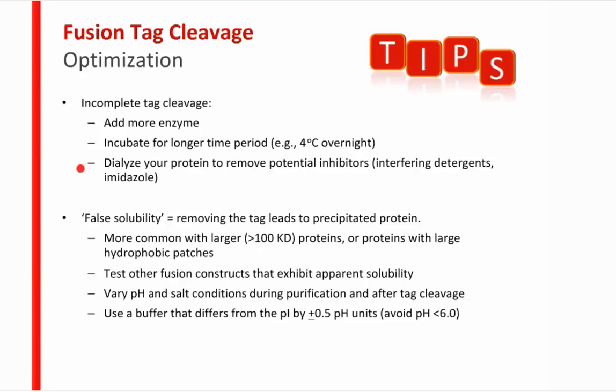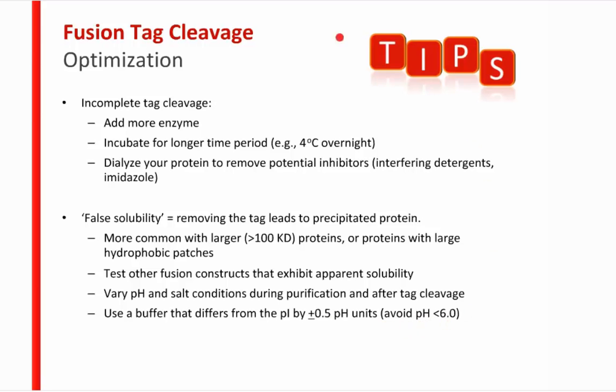And then if you see false solubility, this is not fun. This is when you remove the tag with the protease and all of a sudden your protein crashes out, so it's just precipitated. It tends to be more common with larger proteins or proteins with very large hydrophobic patches, right, the very difficult ones. What we would recommend is to test other fusion constructs that exhibit apparent solubility and try and vary the pH and salt conditions during purification and after tag cleavage. And maybe use a buffer that differs from the pI by 0.5 pH units. Just don't go below pH 6 if you're before a nickel column step, because that will cause your protein to not bind to the nickel column. But false solubility is definitely a challenging situation.